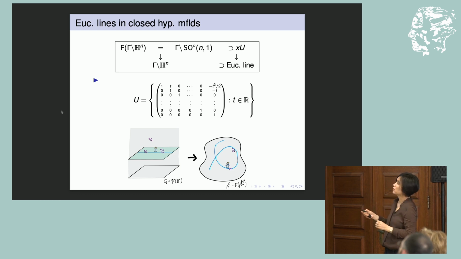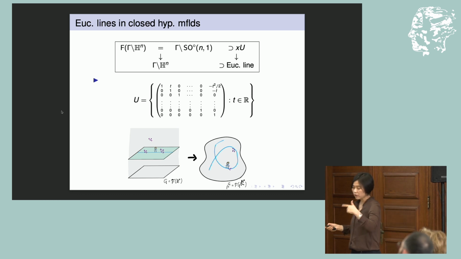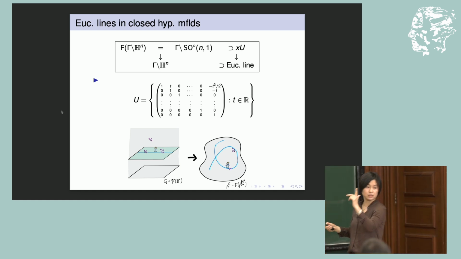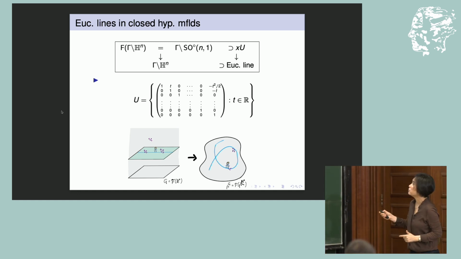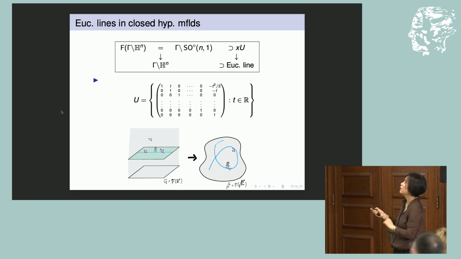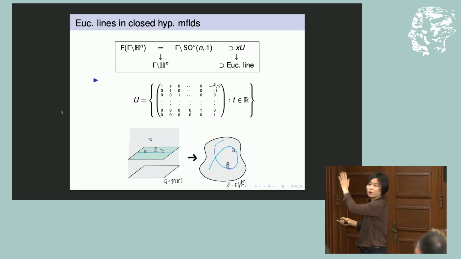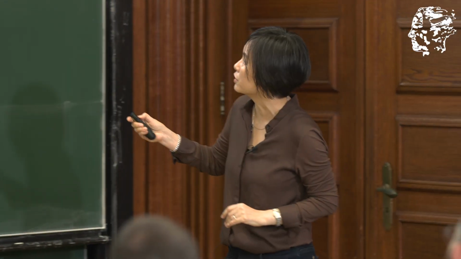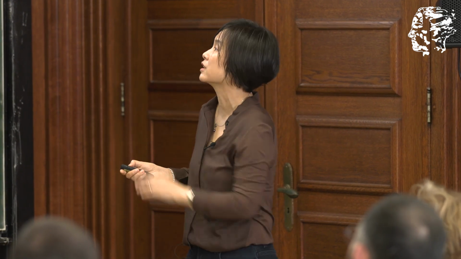Okay? So it's a frame bundle, meaning that an element in this frame bundle is also a normal frame in Hn. Because this frame bundle can be identified with this quotient, SO(n,1) by gamma. Not the double quotient, but the single quotient. And moreover, every Euclidean line is a projection of some U orbit. And this U is this one-parameter unipotent subgroup. Okay? It looks complicated, but I wanted to show it to you because the eigenvalues are all equal to 1. So this is a unipotent one-parameter subgroup.